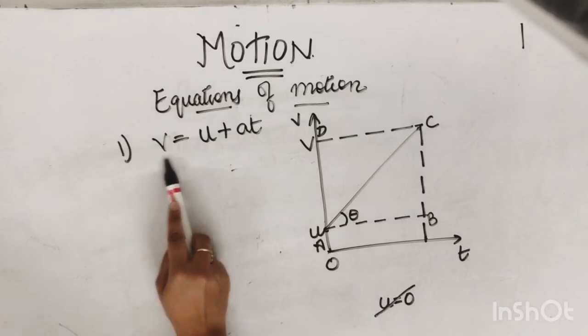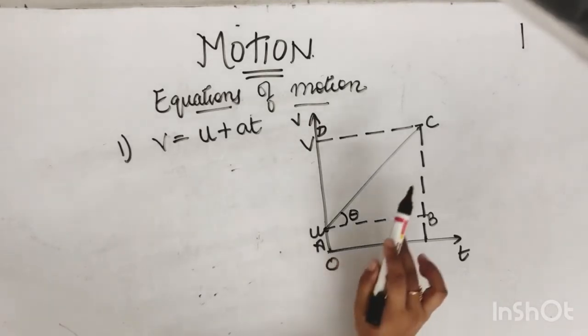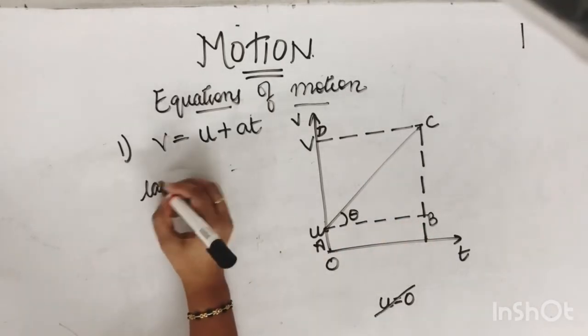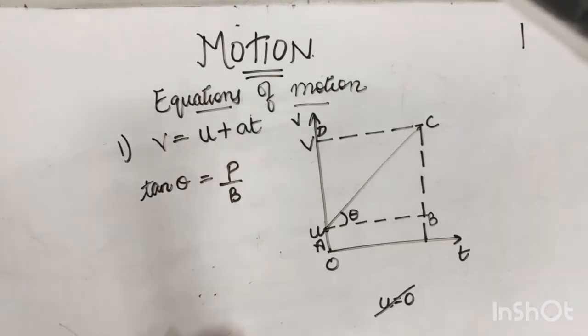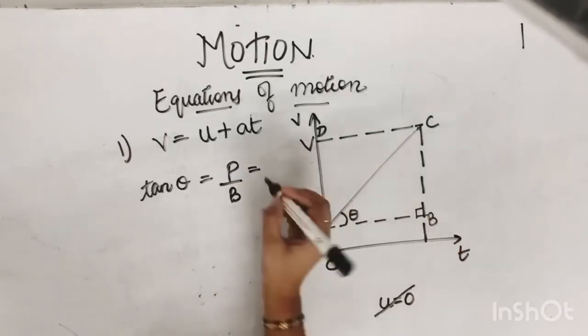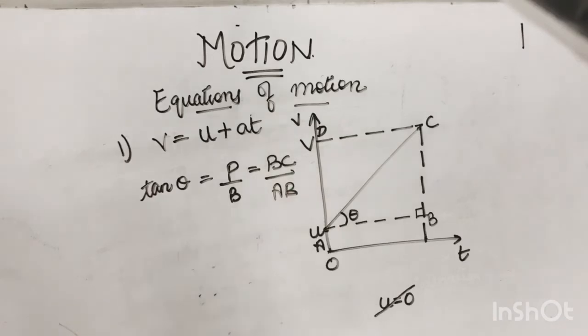We know that from velocity time graph we can find acceleration as well as distance traveled. Now in this equation, distance is not present, s is not present. It means what will we use? Acceleration. Acceleration we can find by finding the slope of the graph. Slope is given by tan theta, and value of tan theta is perpendicular upon base. If this is a right angle triangle ABC, right angled at B, so perpendicular is BC and base is AB. Now we have to put the values of BC and AB.